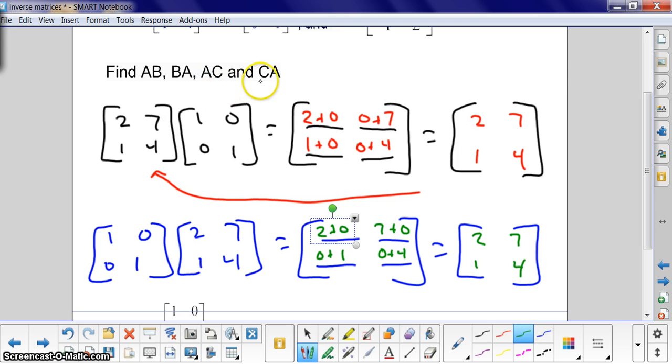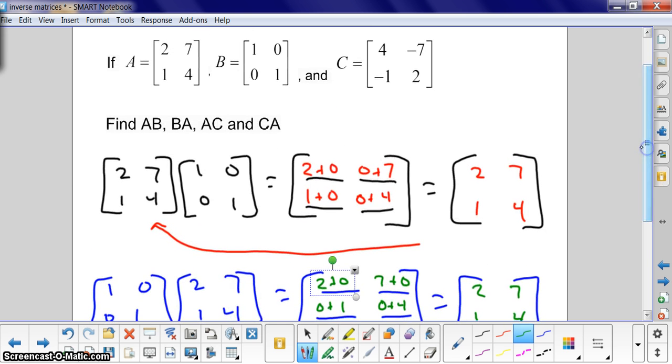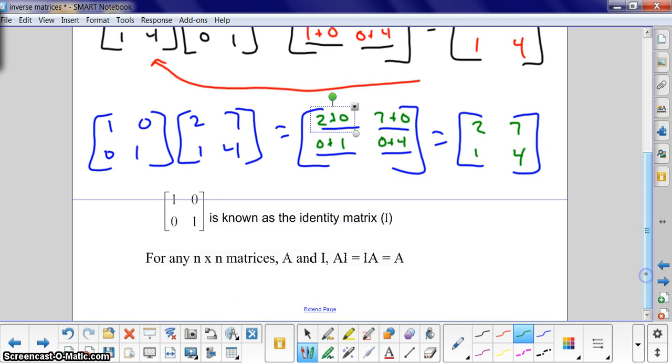Try A times C and C times A and see what happens. Maybe you can make a hypothesis before you begin. Maybe your hypothesis would be, if I multiply A times C, that's interesting. What's going to happen when I multiply A times C? It's not using matrix B, so I don't think we're going to end up with the same as what we started with. Do A times C and C times A and check back with me in just a few minutes.